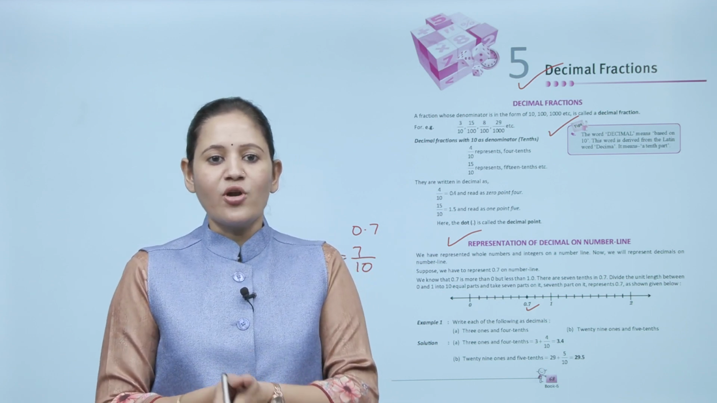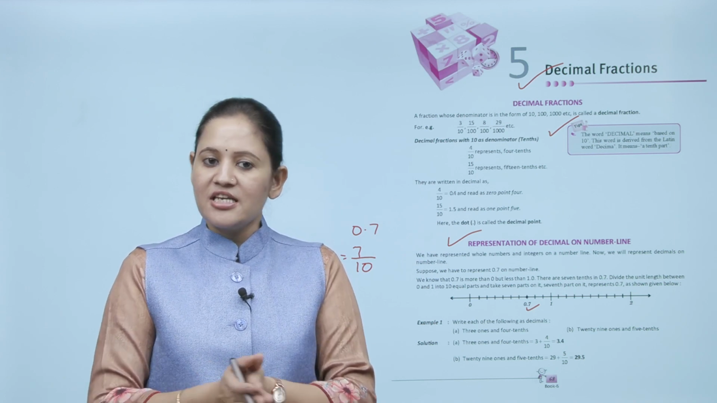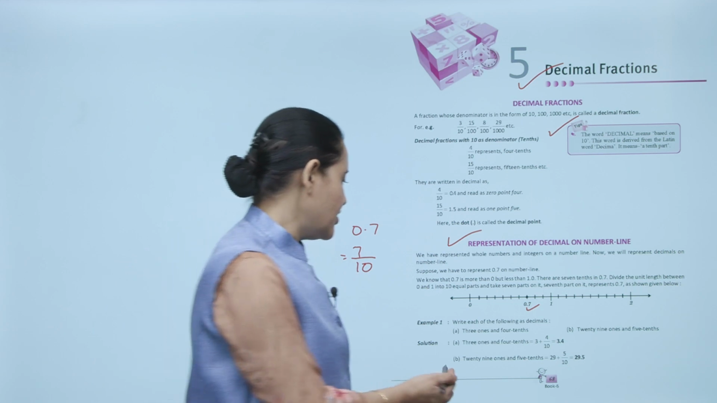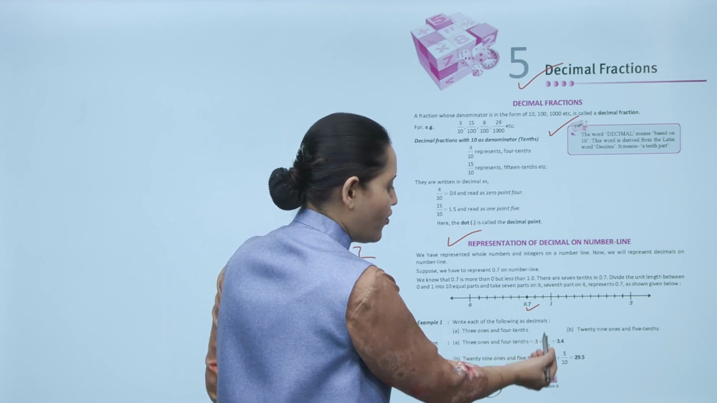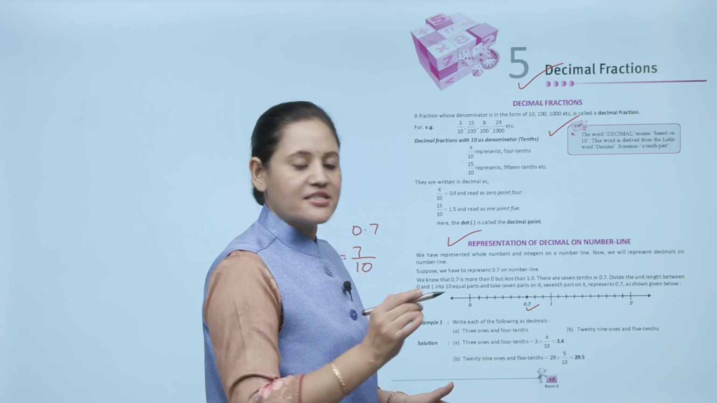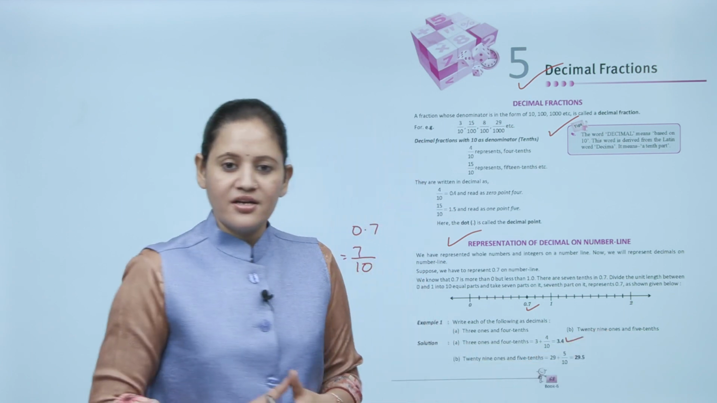Write each of the following as decimal. 3 ones and 4 tenths. So it is written as 3 plus 4 upon 10. 4 tenths means 4 upon 10. That is 3.4. Clear?